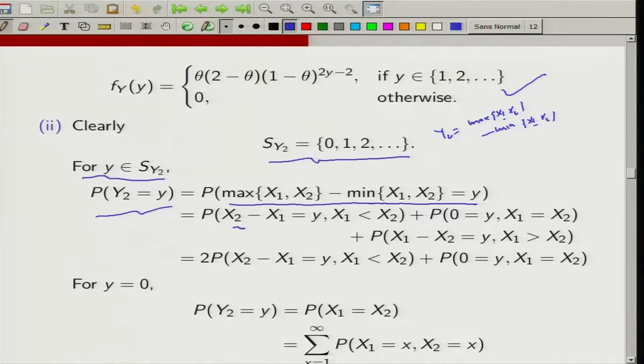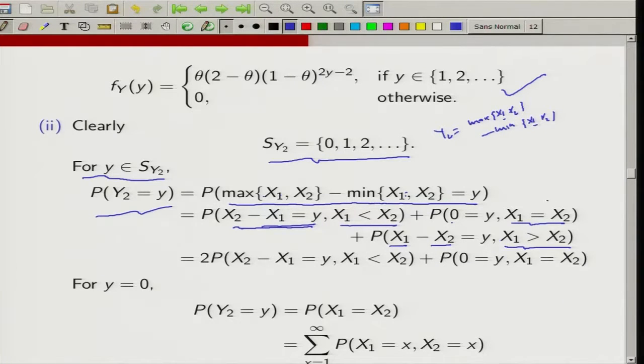So, probability x2 minus x1 is y, x1 less than x2, because here x1 less than x2 would force maximum to be x2 and minimum to be x1. Plus, when x1 is same as x2, then maximum and minimum are same. So, maximum minus minimum would be same as 0, 0 is equal to y. Then x1 greater than x2, in this case maximum is x1 minus minimum is x2 is equal to y.